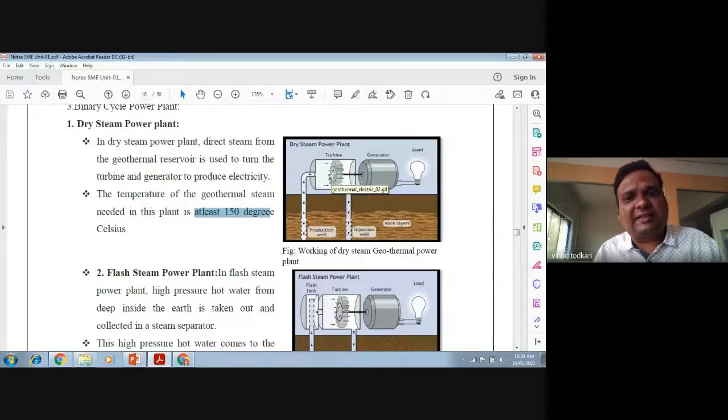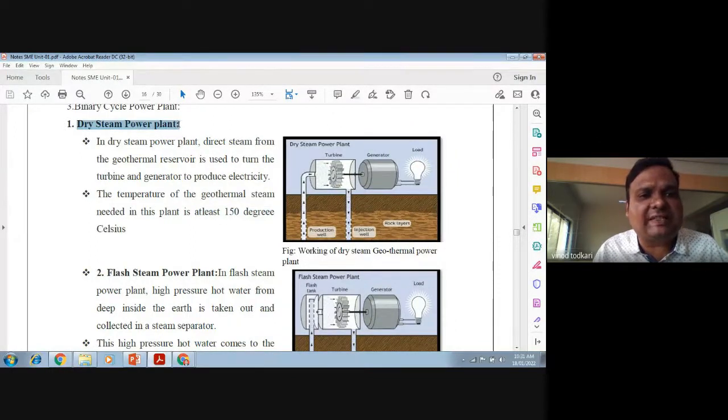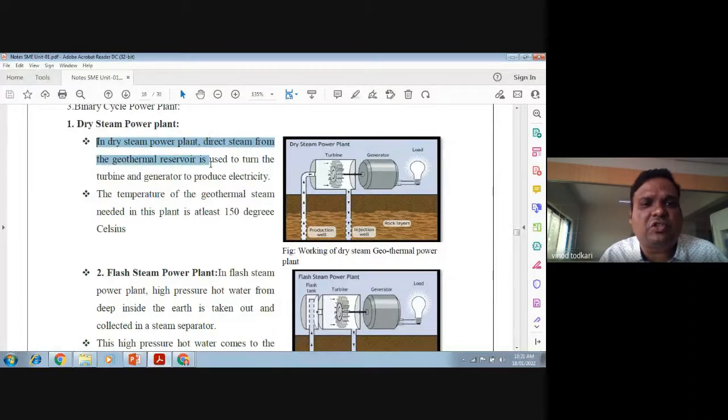त्याच्यामध्ये जर मॉइश्चर कंटेंटच नसतील तर सेपरेट करण्याची गरज नाहीये, फ्लॅशिंग करण्याची गरज नाहीये. सो इफ इट इज ड्राय स्टीम, if the steam available is dry steam, we'll go for a dry steam power plant. Okay, now see, in a dry steam power plant, direct steam from the geothermal reservoir is used to turn the turbine and generator to produce electricity.